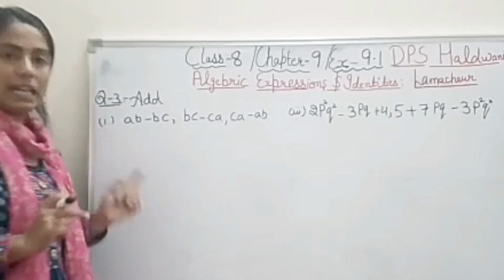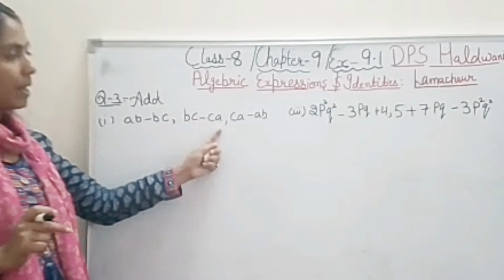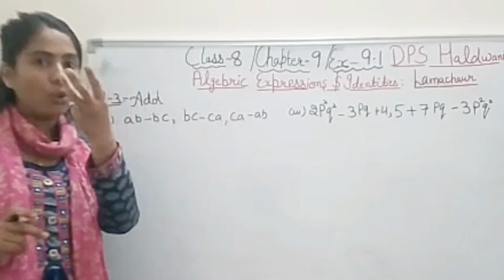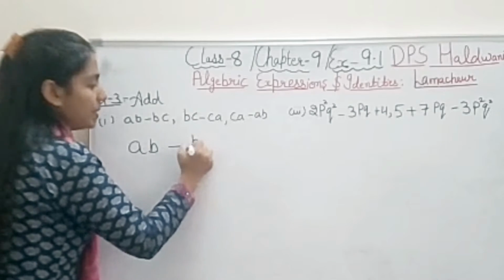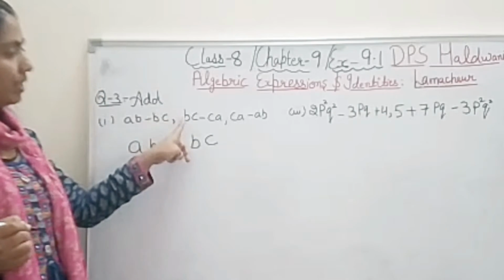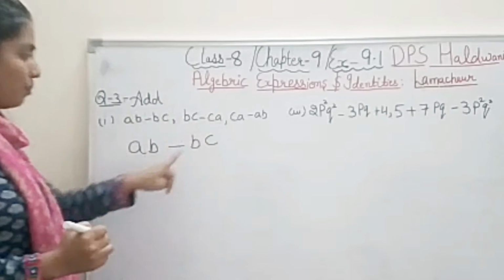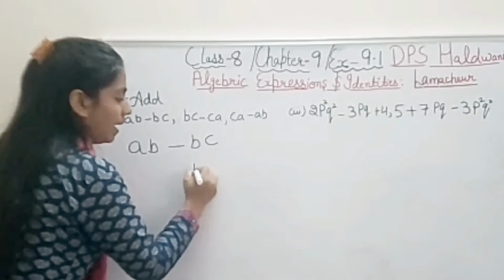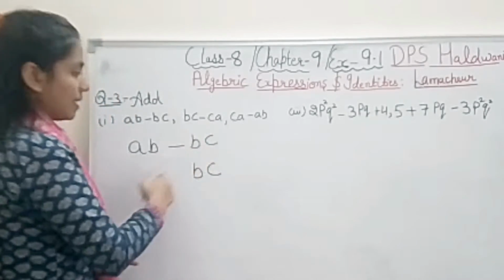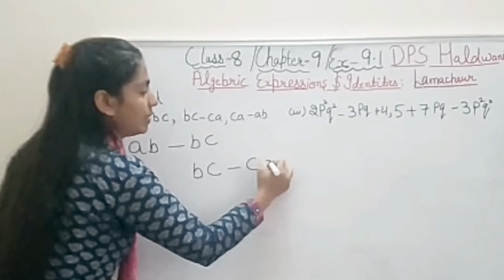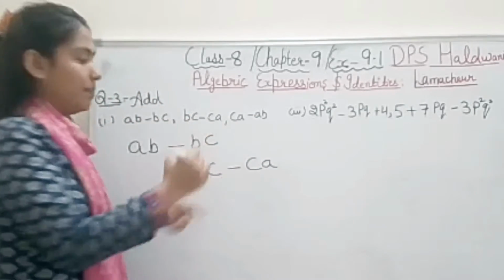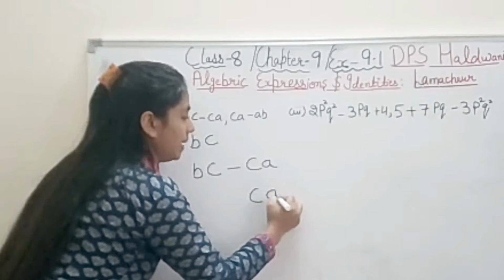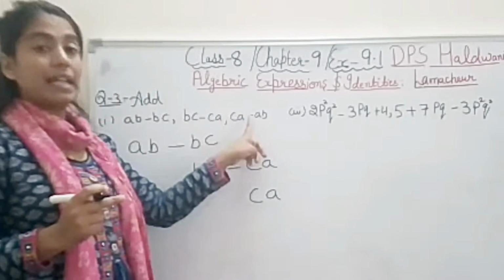See, first of all it is addition only. These commas mean there are 3 terms. So 3 columns will be made. First of all, AB minus BC. In the second term we have BC minus CA. So BC comes under the BC, minus CA. CA is not there, so in another column it will go. Right. Next is CA minus AB. So CA will come under CA and AB, it is minus AB.